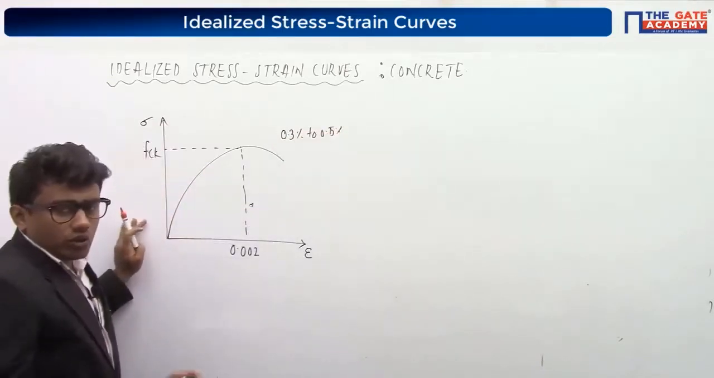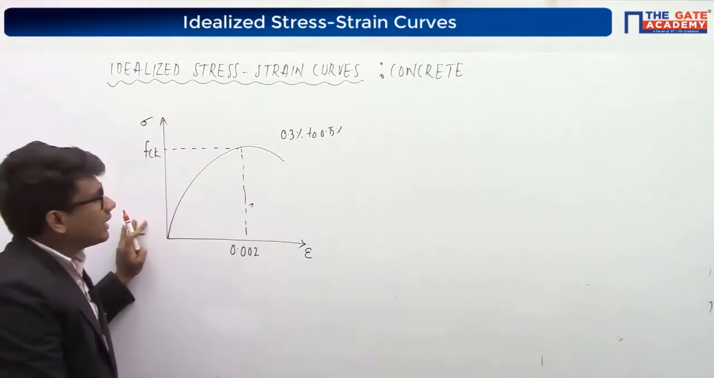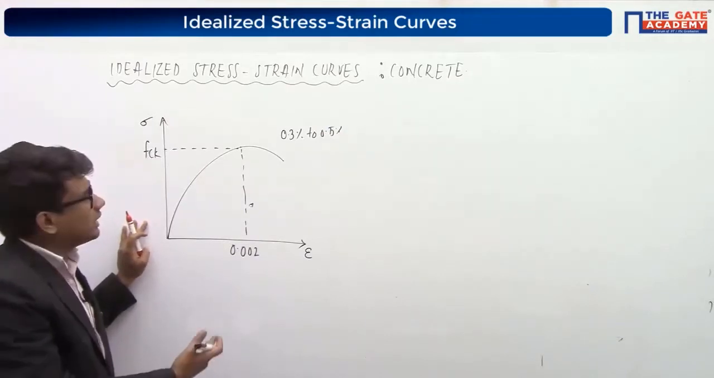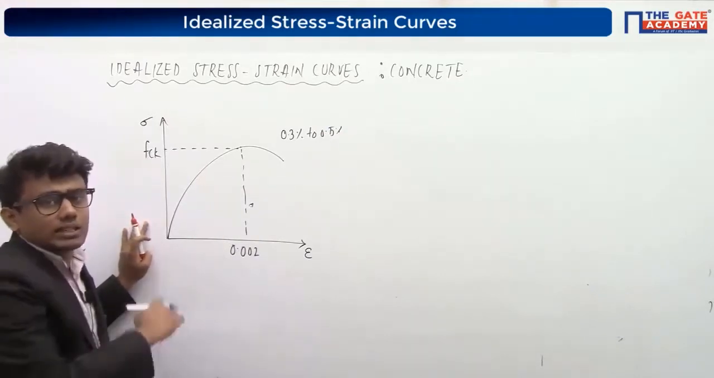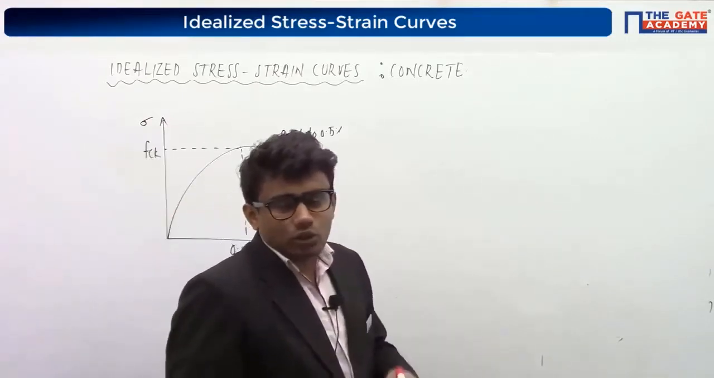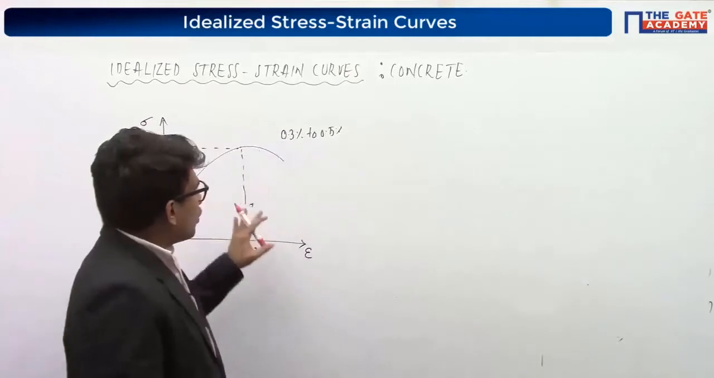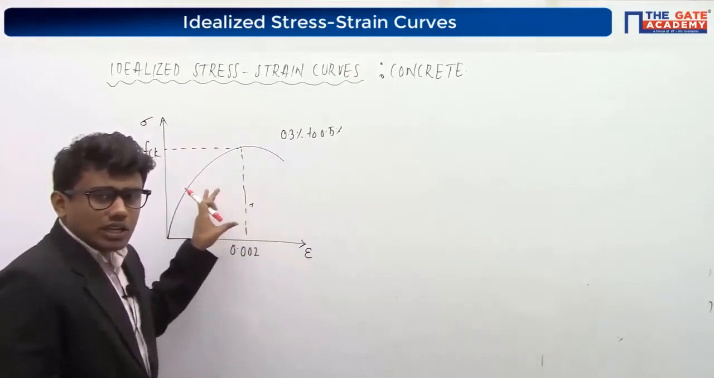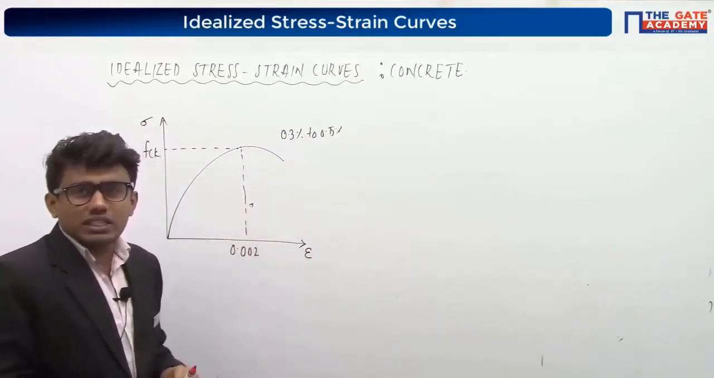But I told you one more thing. We will not be considering this stress strain curve for the design. Why? Because it's a bit complex, right? To make the analysis, the design, the study simpler, we are not going to consider this stress strain curve in our IS 456-2000.